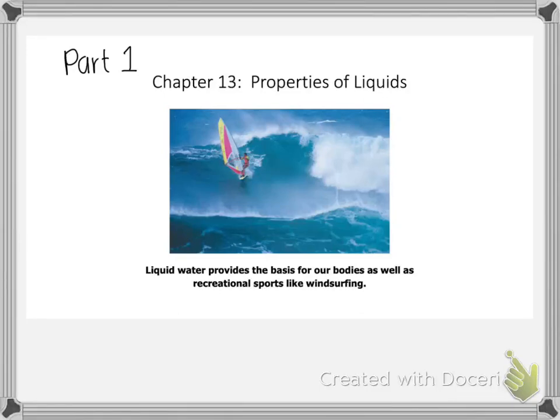This is part 1 of the chapter 13 lecture videos. I have divided it into 4 sections, just to have smaller sections and not just one big lecture. That way, if I make a mistake, I only have to correct a smaller section and not a whole big section. So we're going to start in part 1 by talking about some of the properties of liquids.